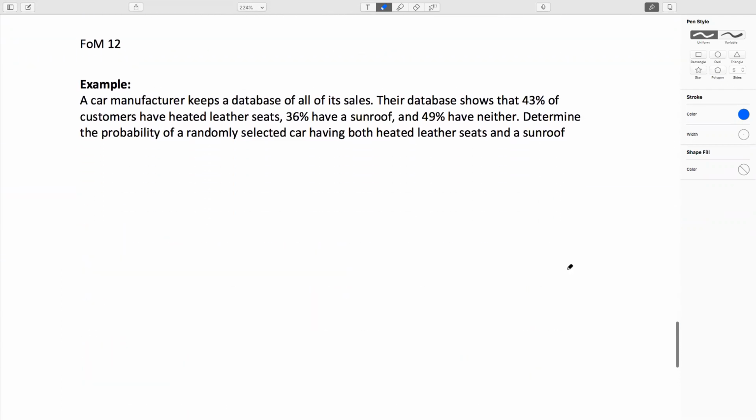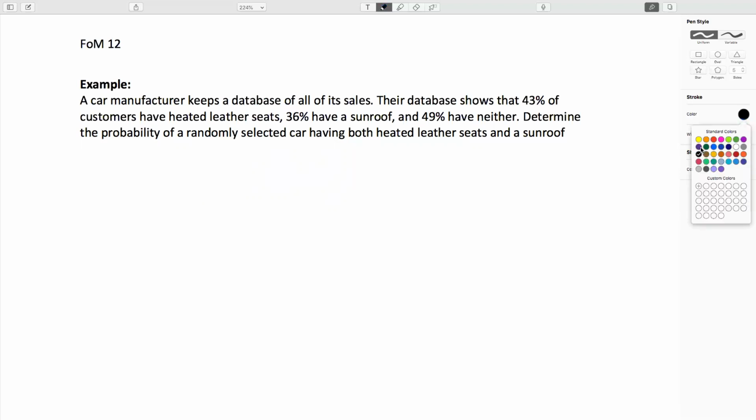All right, one more question. This is a similar question. It's kind of weird. A car manufacturer keeps a database of all of its sales. Their database shows that 43% of customers have heated leather seats, 36% have a sunroof, and 49% have neither. Determine the probability of a randomly selected car having both heated leather seats and a sunroof.